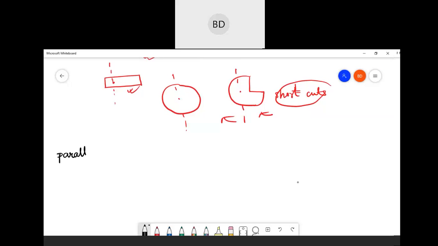Parallel axis theorem. Again, I am telling you that this is not a new thing for you. You have already studied all this stuff, but just for brushing up, I am doing it again.